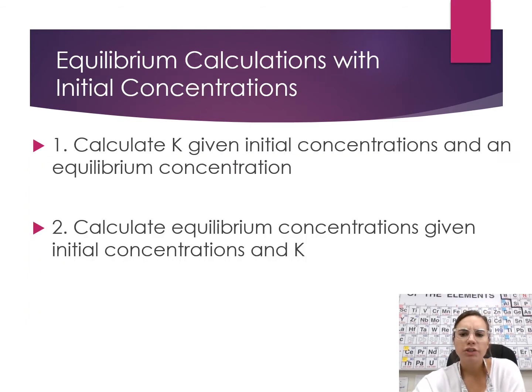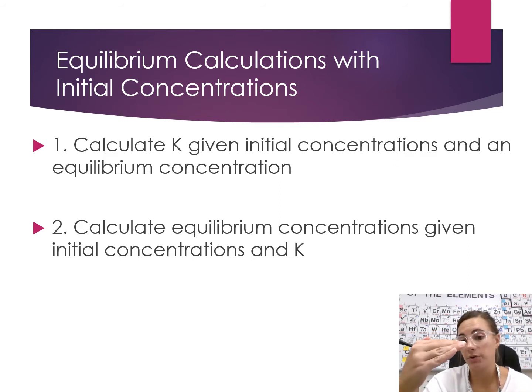Okay, so for these more complicated calculations, we kind of have 2 types. We could have to calculate K given some initial concentrations and then at least one equilibrium concentration. That's the easier of the 2. Or we could have to calculate all of the equilibrium concentrations given both initial concentrations and the K value. So we're going to go through examples of both and how to do them.